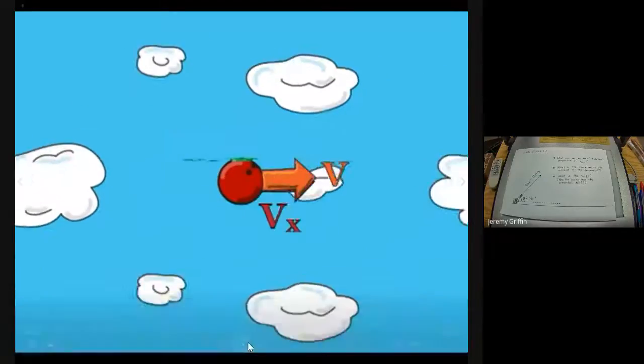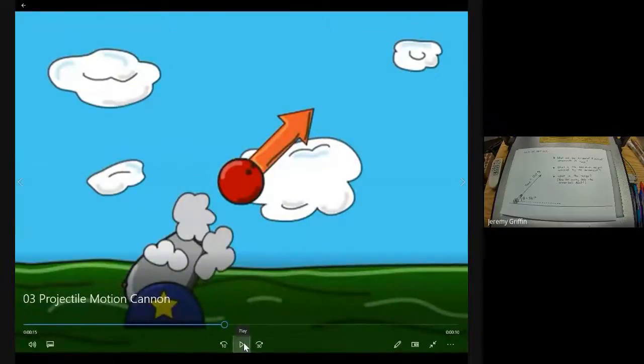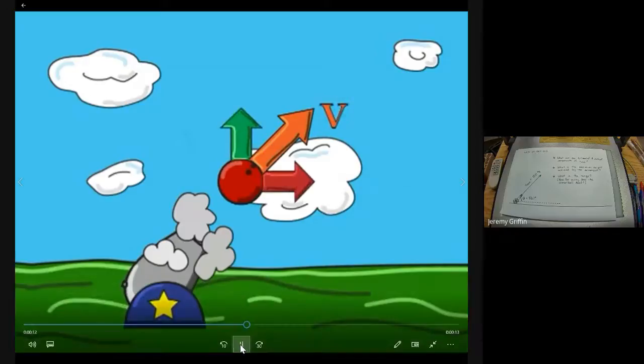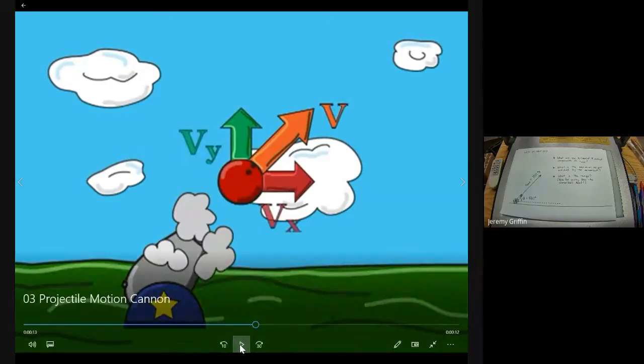See that orange? Hey, go back. See that orange velocity vector? That is a velocity vector, so that could be like the blast speed of the cannon. But notice it's also pitched at some angle, and that's about to be important too. Now, to make sense of this motion, we're going to have to break that motion into components.